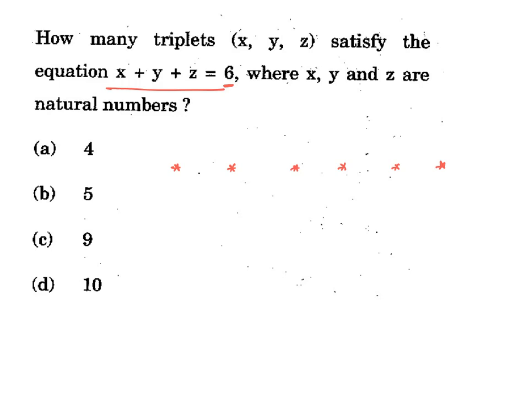So how many possibilities? In how many ways can I put 2 bars? In how many places? 1, 2, 3, 4, 5, in 5 spaces. So simply the answer is putting 2 bars in 5 places, that is 5C2, or 5C3, both of them are the same anyway. But 5C2 is nothing but 5 into 4 by 2 into 1. So the answer is 10. So there are 10 solutions for that.